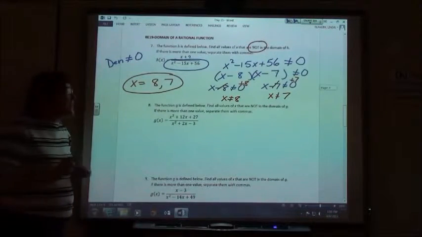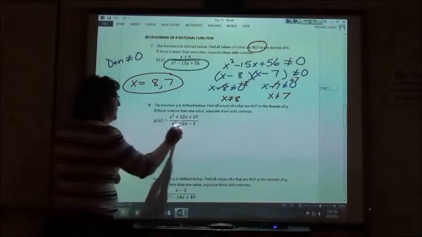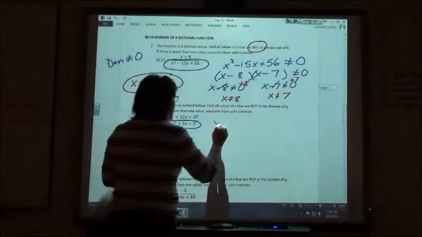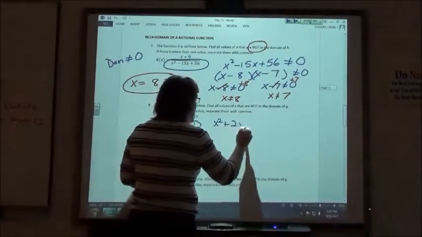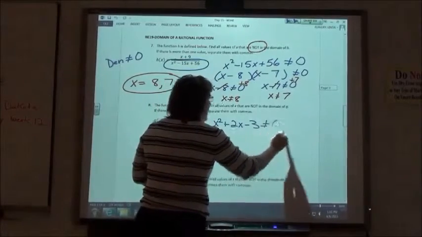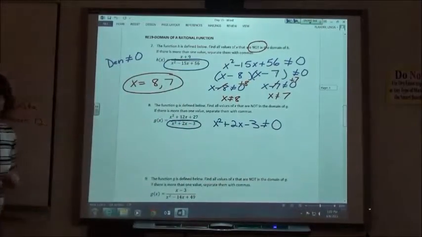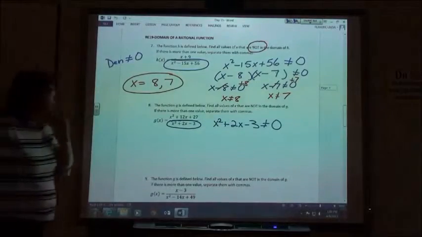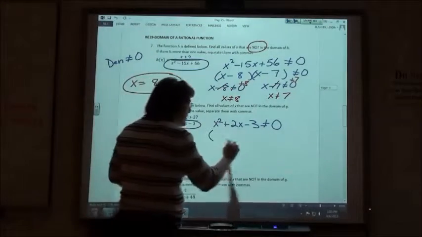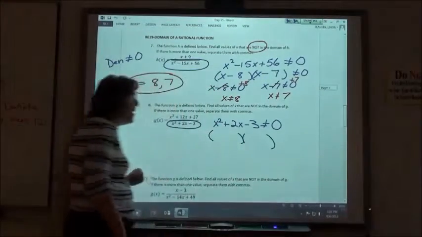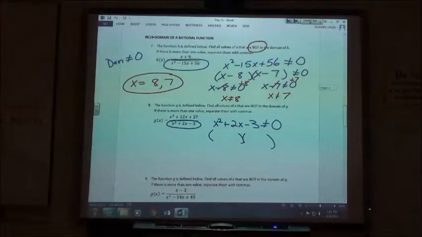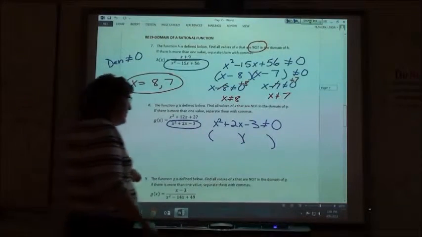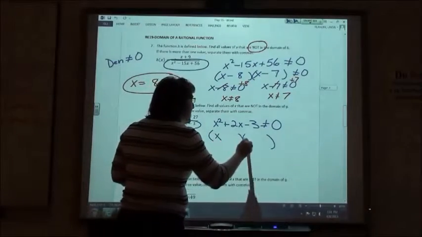What part of that is my denominator? Oh, the x squared plus 2x minus 3. So x squared plus 2x minus 3 can't be 0. And again, we have the squared term in, so we know it came from foiling something out. And so factors of x squared, x and x.